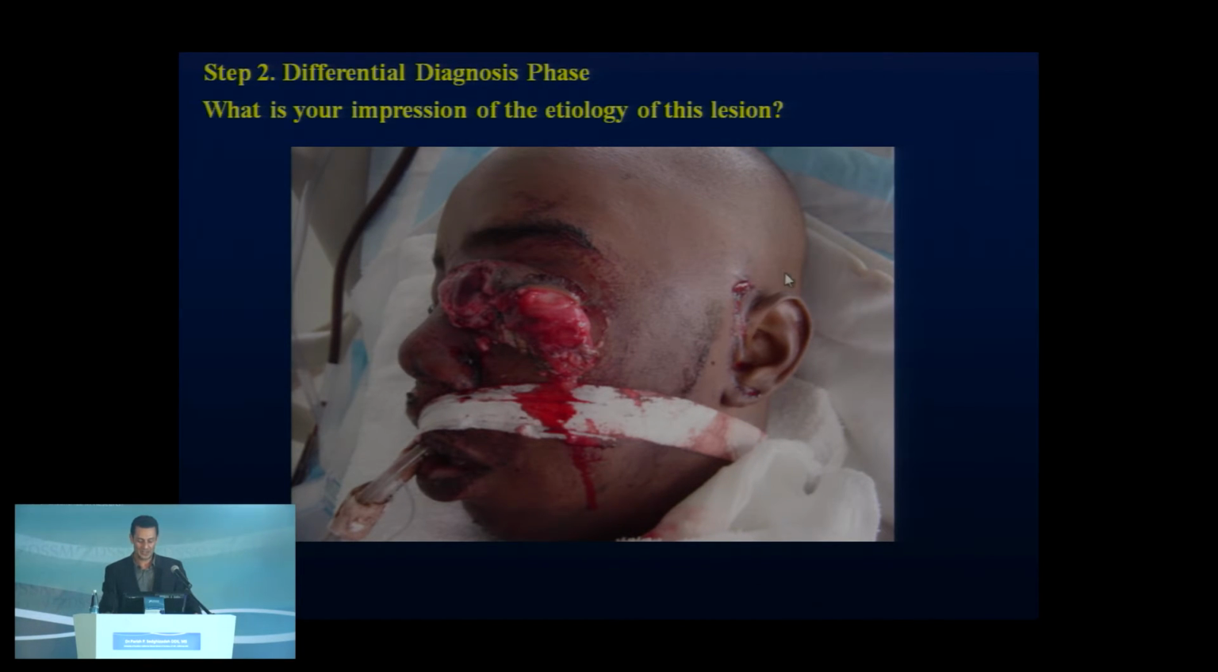So this is actually a gunshot wound to the face. This is the entry wound right here. And the exit wound was the eye. And this individual had to have an exenteration of the eye, so they lost their eye and associated structures and things like that. Sorry, I know it's horrific, but I want to really drive the point home that you understand very clearly developmental, reactive, and neoplastic.